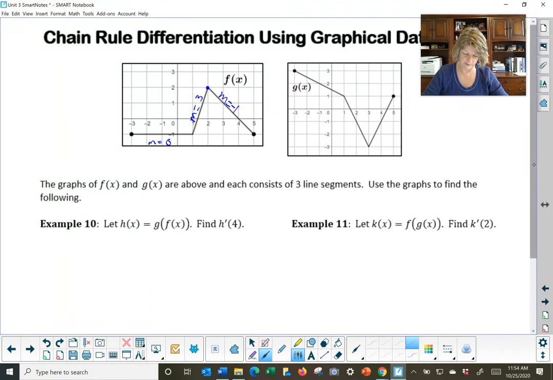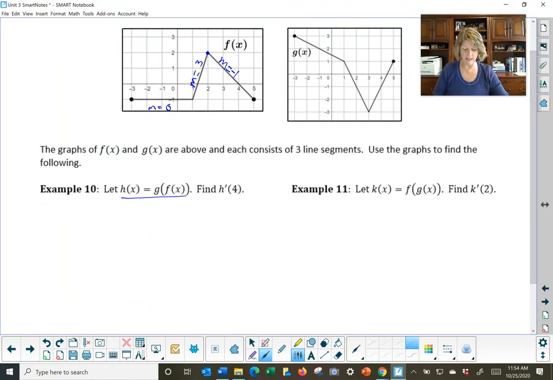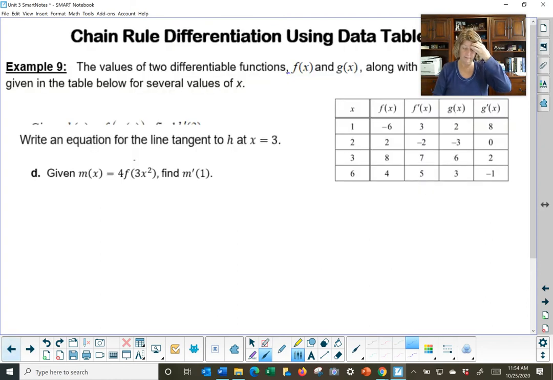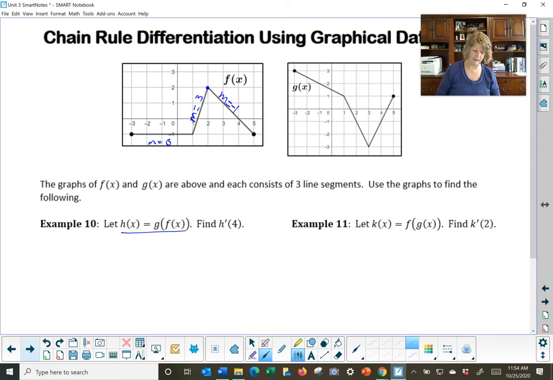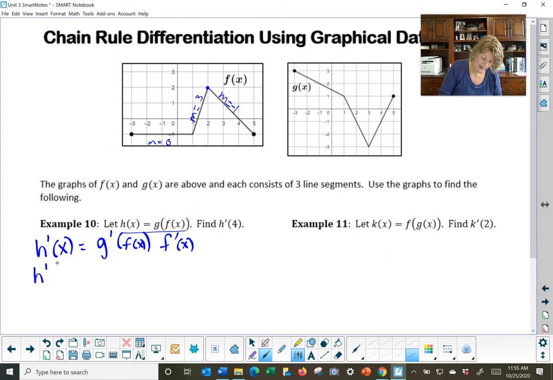All right, so let's go for this. You're going to see very similar functions to what we did with the tables. It's just that we have to use graphs now to get our data. So start in the same spot. h prime of x equals derivative of the outer, leave the inside alone. Are you getting familiar with that saying? Times the derivative of the inside. Chain rule. Next, h prime of 4 would be g prime of f of 4 times f prime of 4.